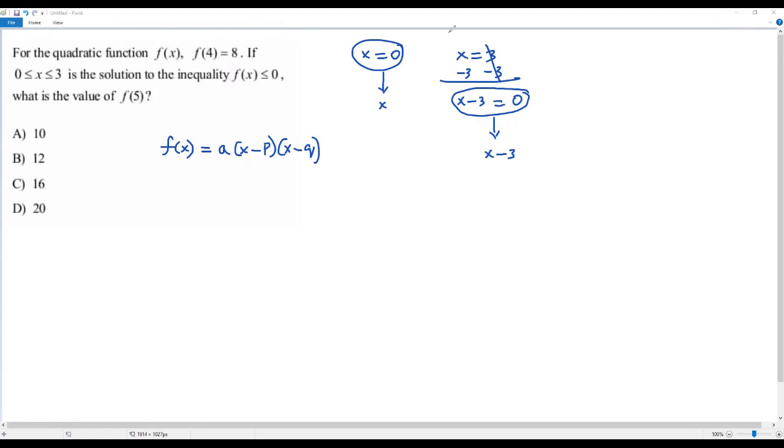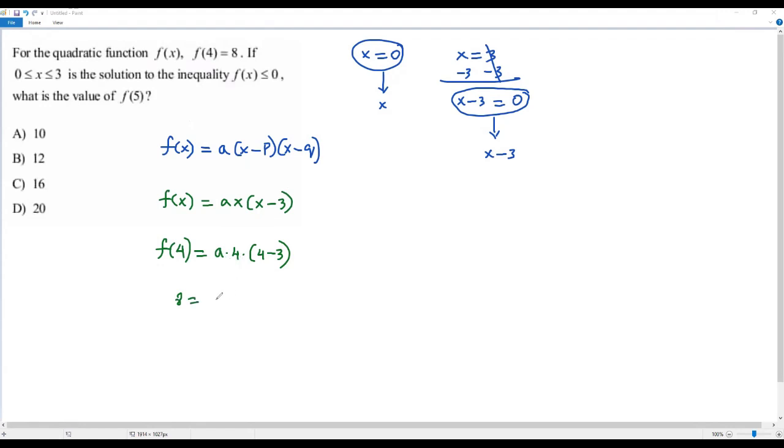Then we can write the given quadratic function f of x as a times the first linear factor, x, times the second linear factor, x minus 3. Okay, still the given quadratic function is not complete because there is an unknown constant a. For that, we can use this particular piece of information, that is f of 4 equals 8. That is, in the place of x we have 4. So we can plug in this 4 for x over here, here and here. Then we get f of 4 equals a times 4 times (4 minus 3). The value of f of 4 is 8. It's given over here. We can plug in 8 for this f of 4.